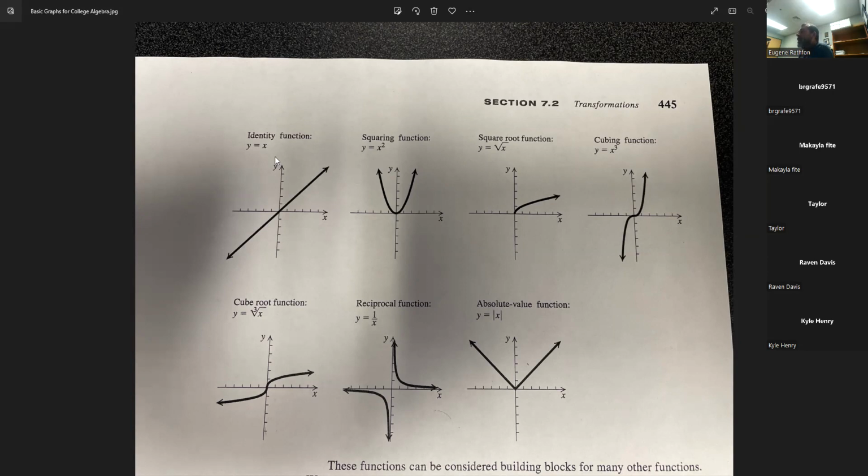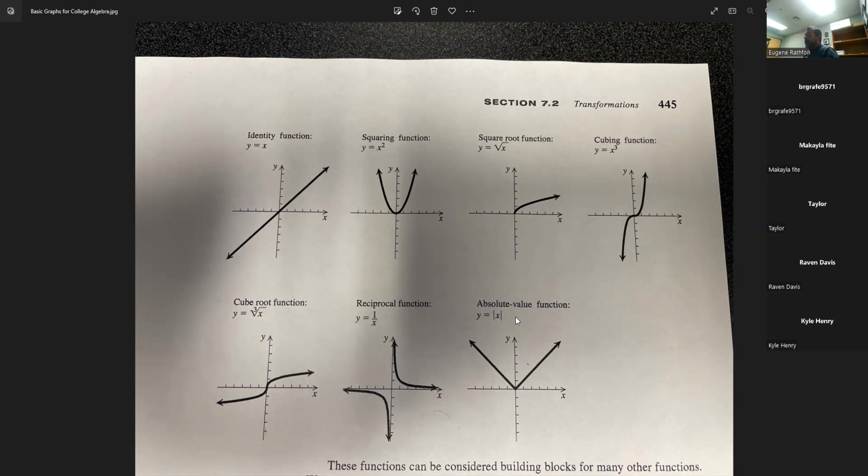So you've got y equals x, the identity function. The squaring function, y equals x squared. The square root function, y equals square root of x. The cubing function is y equals x to the third. The cube root function, y equals the cube root of x. The reciprocal function, y equals 1 divided by x. And then the absolute value function, y equals the absolute value of x.